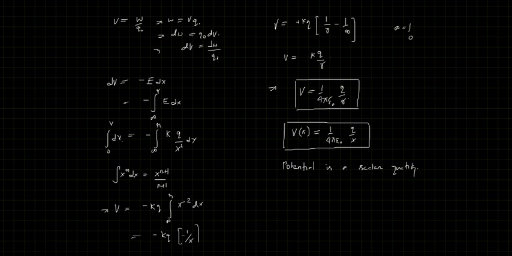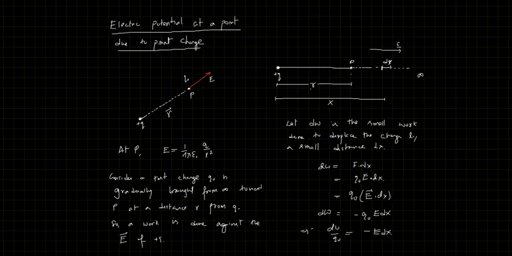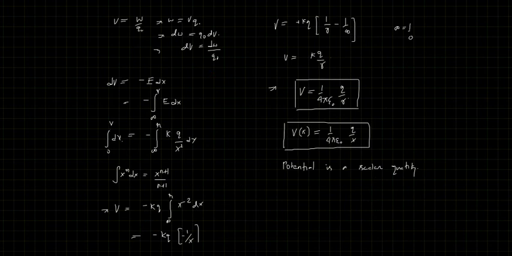And we can define potential now. How did we find potential at a point? We can define electric potential at a point as the work done to bring a charge from infinity to a point in the electric field of another charge. So it is the work done per unit charge to bring a unit charge from infinity to a point in the electric field of another charge. That way also we can define electric potential.